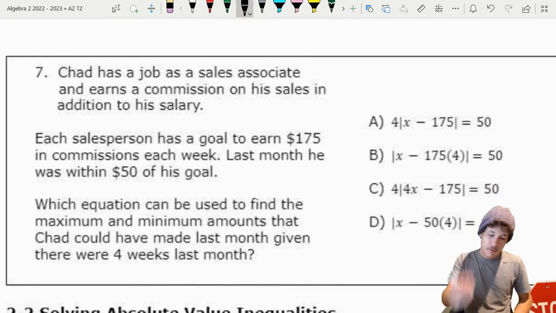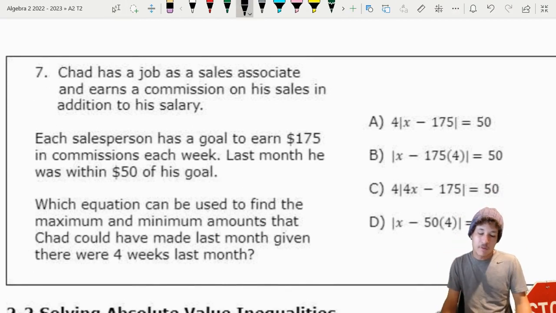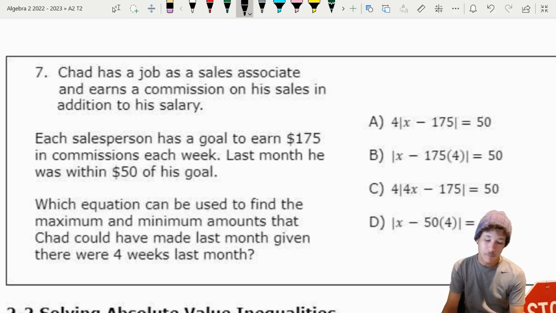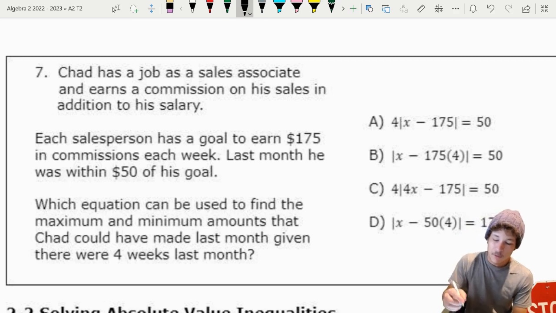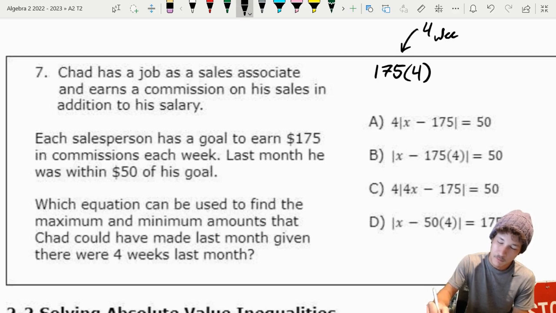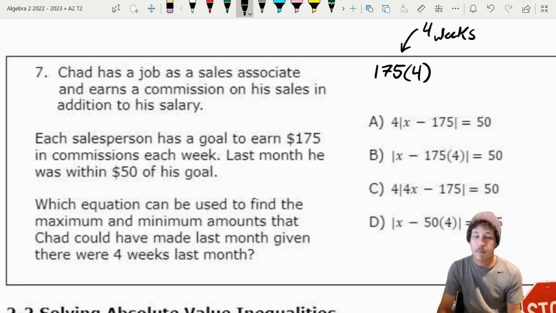Okay, number 7, it says Chad has a job as a sales associate and he earns a commission on his sales in addition to his salary. Each salesperson has a goal to earn $175 in commission each week. Last month, he was within $50 of his goal. So we have 175 a week. So we're definitely going to have to take 175 times the number of weeks in a month, which would be 4. Okay, so we have 4 weeks here. We multiply that by 175.